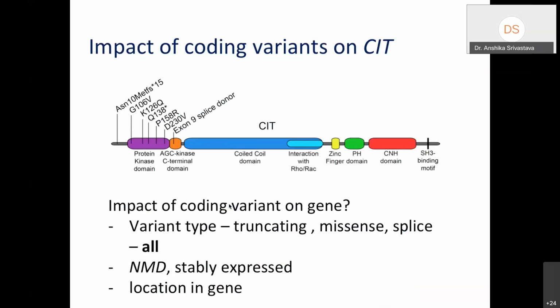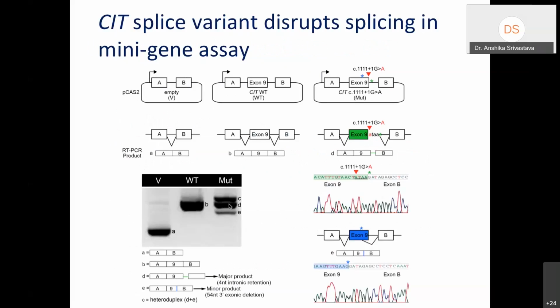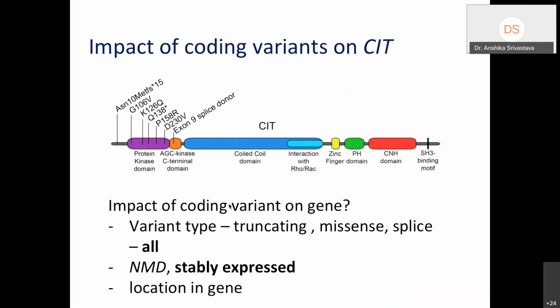So over here, we told that the impact of coding variation is we have the variant type all. We had seen truncating, missense, splicing variant, and we checked whether it was nonsense mediated decay or stably expressed. We found that it was stably expressed because we are seeing retention of introns. And what is the location in the gene? It is present in the kinase domain, because all the mutations that were identified in the respective families were clustered in the kinase domain.